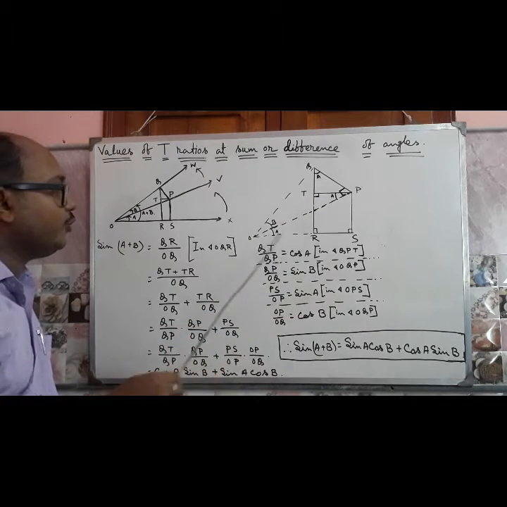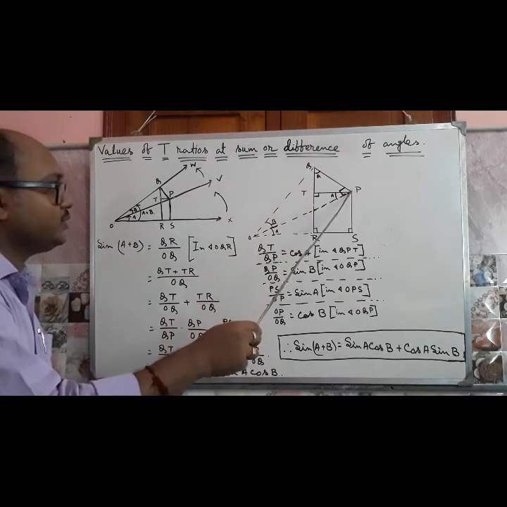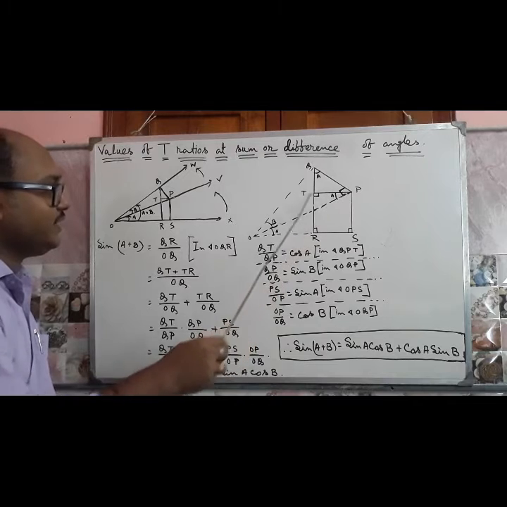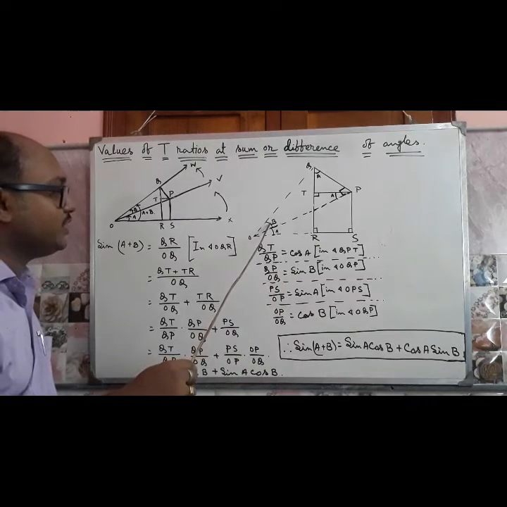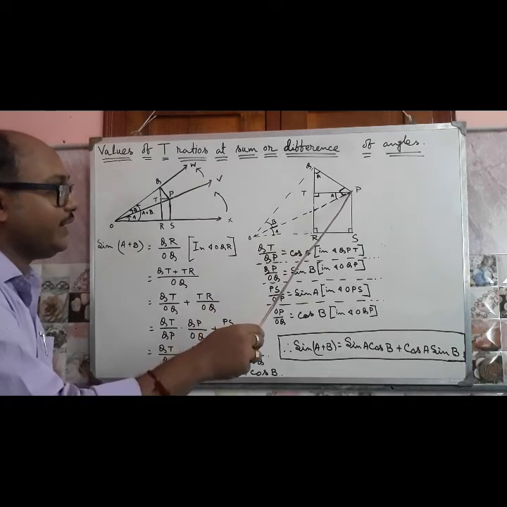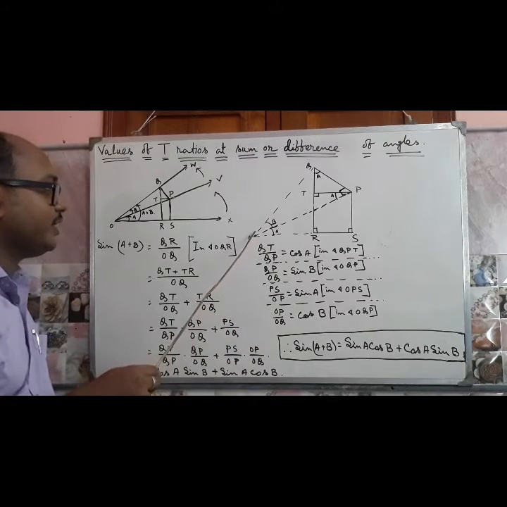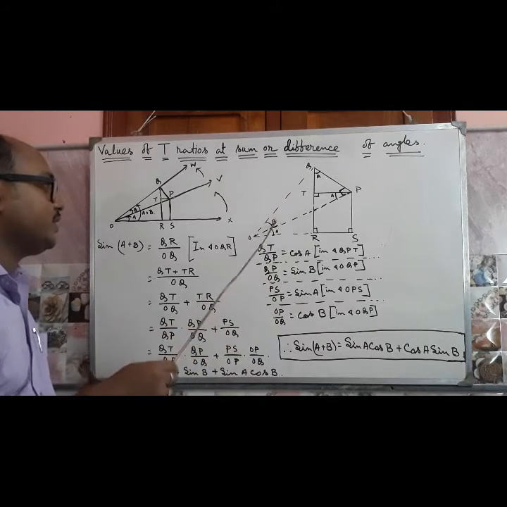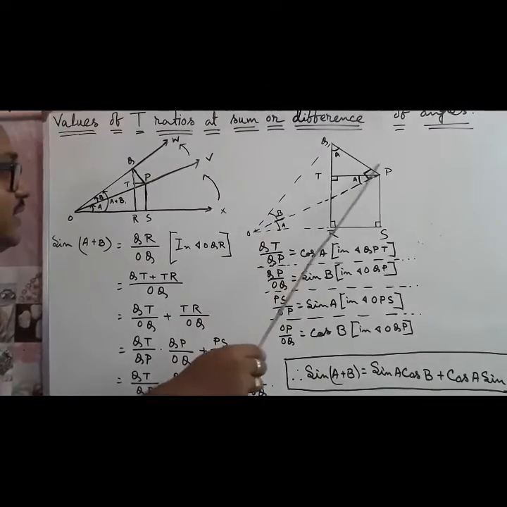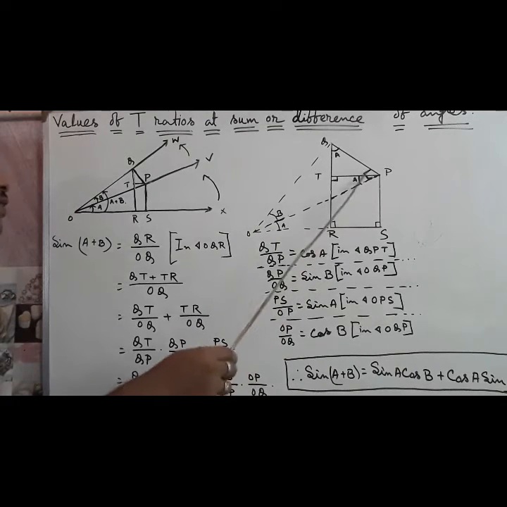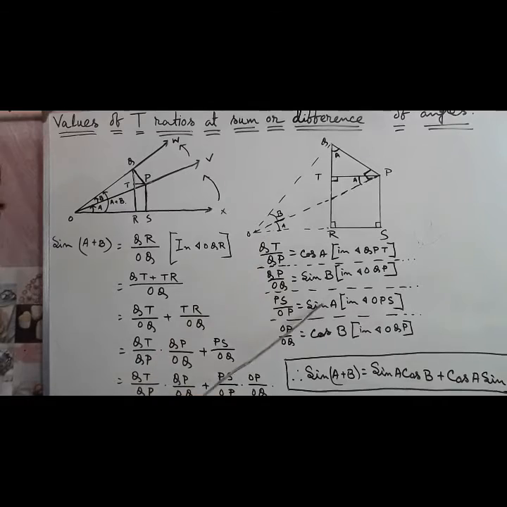In triangle OQP, this is the 90 degree angle, this is the angle B, QP by OQ. With respect to this angle, QP is the perpendicular and this is the hypotenuse. Perpendicular by hypotenuse, that is sin B. In triangle OPS, this angle is A, this one is 90 degrees. So PS by OP, again perpendicular by hypotenuse, that is sin A.